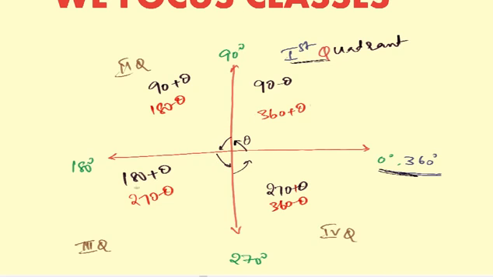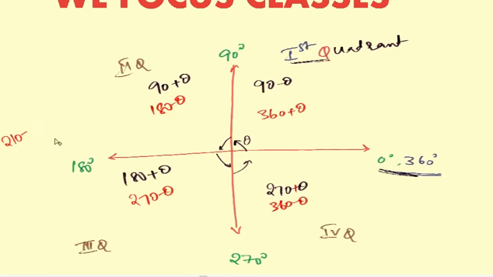210 lies between 180 and 270, so it is in the third quadrant. Whenever there is 210, you can write it in two ways: that is 180 plus 30, or you can represent it as 270 minus 60. This is how you can write whenever it is asked about 210 degrees.